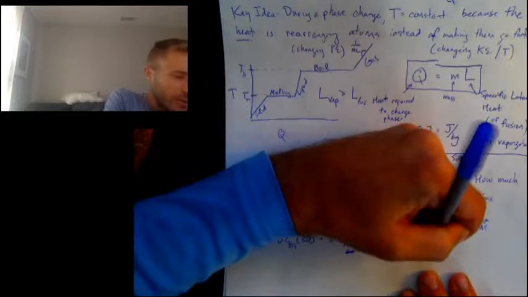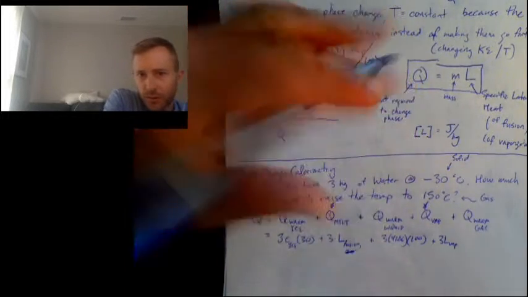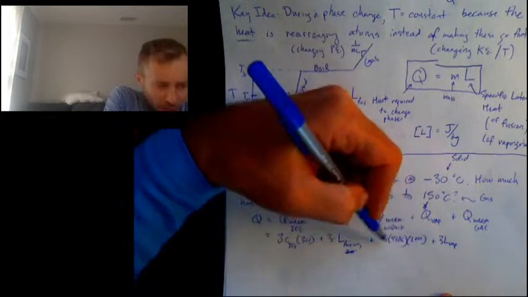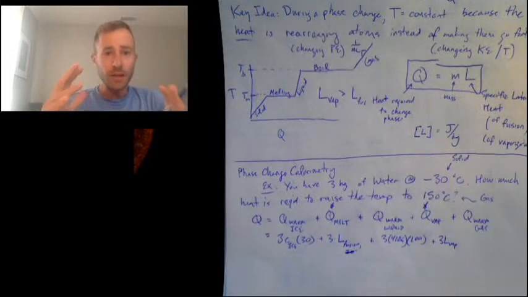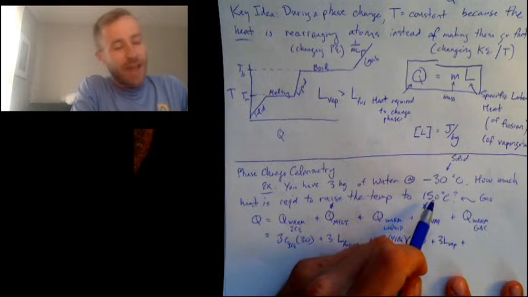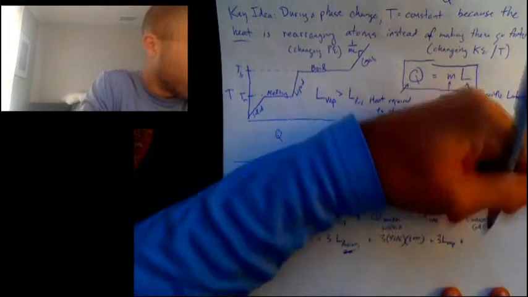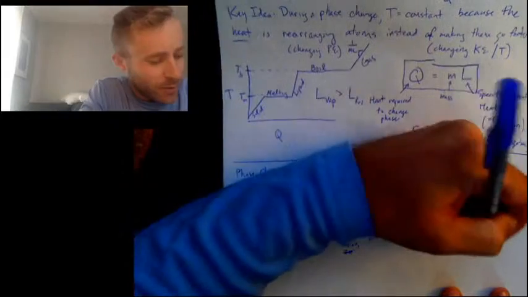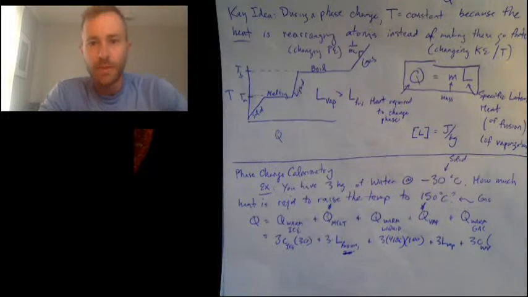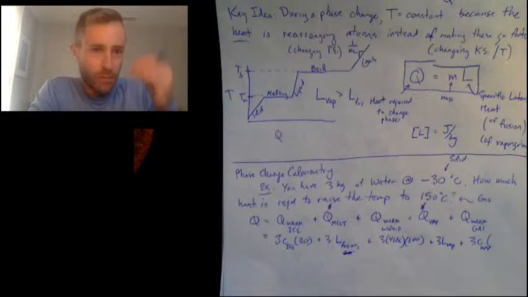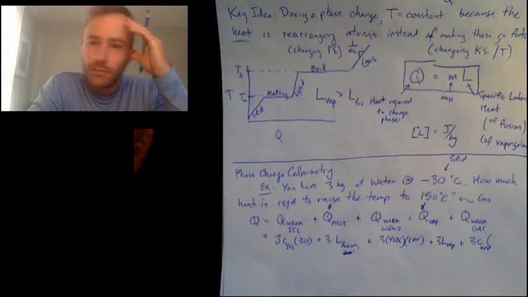Then we have to vaporize it, so we have 3 times L vape, which would be given, or you'd look it up. So after we vaporized the liquid water, we now have water vapor at 100 degrees Celsius. So now we have to heat the gas, the water vapor, from 100 degrees Celsius the rest of the way to 150 degrees Celsius. So that's going to be 3 times the specific heat capacity of water vapor, so I'll put WV, times, and what's our change in temperature to go the rest of the way? 50. Very good.